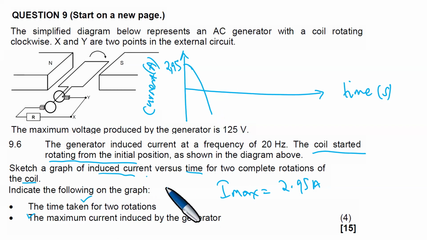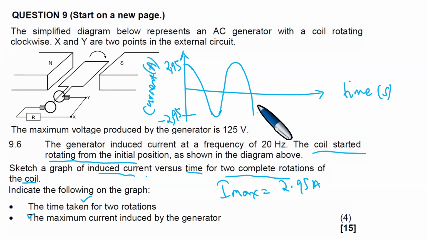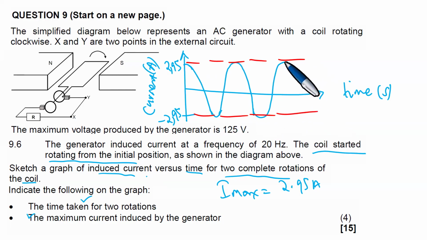Then we need to sketch the graph of induced current versus time for 2 complete rotations. I max was put there. Then here we're going to have minus 2.95. Then it goes further up, and then it goes like this. So now we're going to seal it here, and then seal it here like this. This one is 0.1.